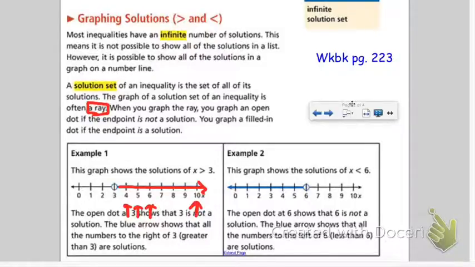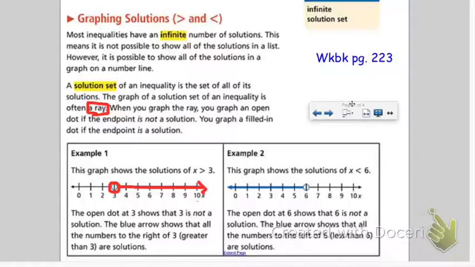And because it ends in a ray, we know that this ray is going to continue, and it shows that there are more solutions as long as they continue being greater than 3. The 3 has an open circle on it, and we use open dots to show that 3 is not a solution. So the circle itself is not shaded in because we're saying it's not one of the possible solutions for x.